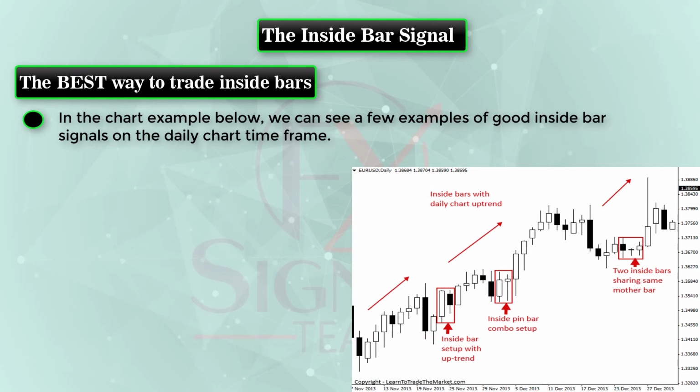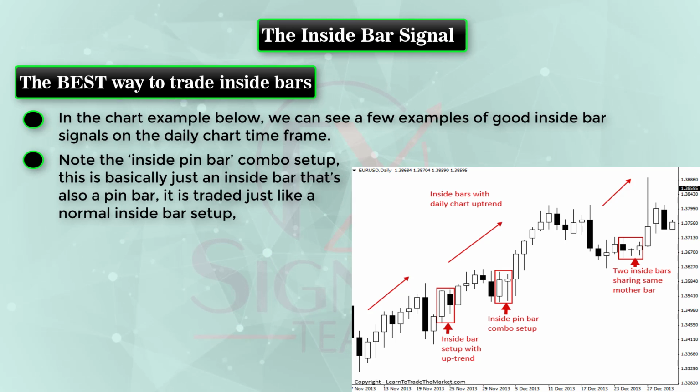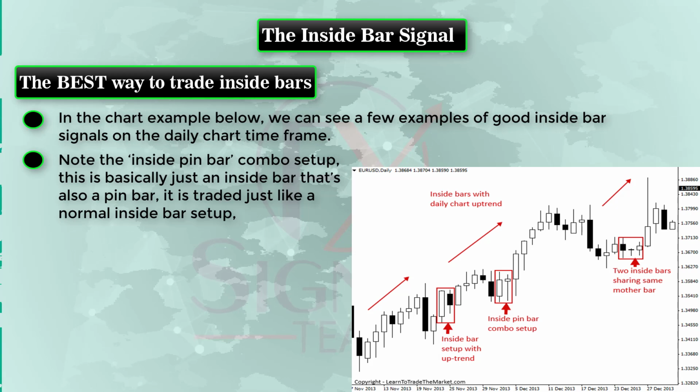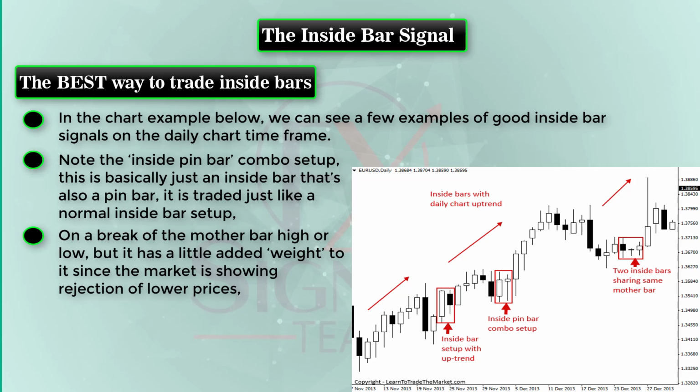In the chart example below, we can see a few examples of good inside bar signals on the daily chart time frame. Note the inside pin bar combo setup. This is basically just an inside bar that's also a pin bar. It is traded just like a normal inside bar setup on a break of the mother bar high or low, but it has a little added weight to it since the market is showing rejection of lower prices.